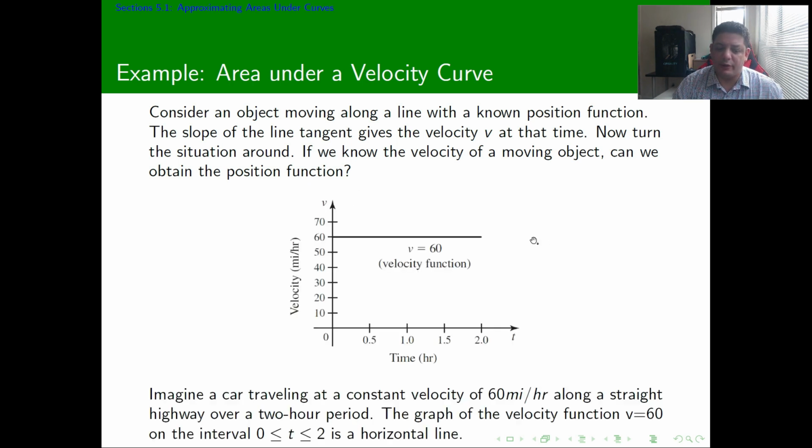So consider now a car that is traveling at a constant velocity of 60 miles per hour along a straight highway over like a 2 hours period. So we have here the graph of that. We have the 2 hours period, and we have the speed function, which is a constant function. Notice that the graph of the velocity function on this interval is a horizontal line.